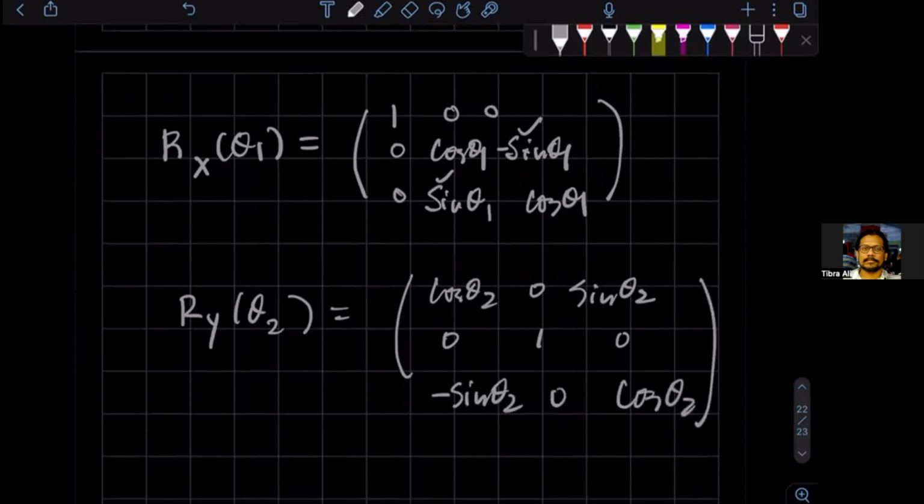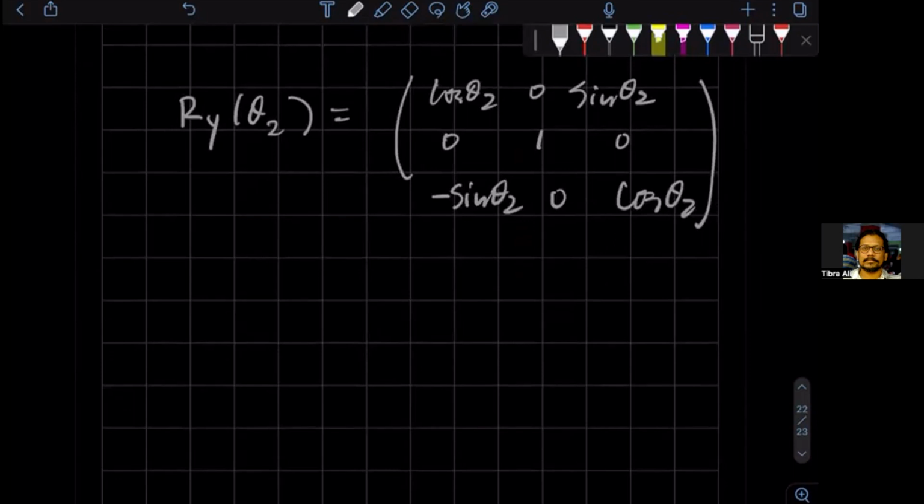All right? So each of these, Rx, Ry and Rz, they actually are elements of a subgroup. That's our next comment.